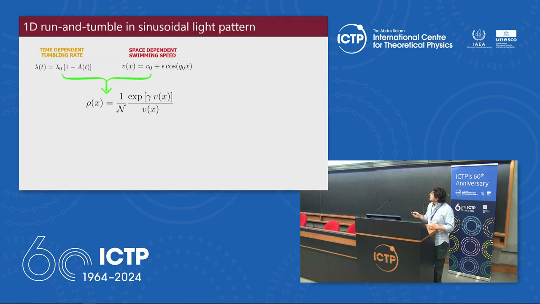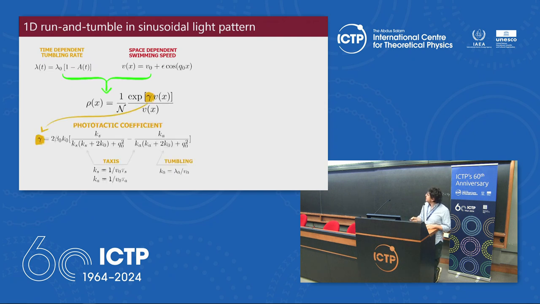What we did is we built a model based on that tumbling behavior that we saw before, the classical run and tumble model, and we assume that they are moving in a light pattern with a speed that is cosinusoidal, so that we can analytically solve this model. And we could derive the stationary density in this situation, where gamma is the phototactic coefficient.